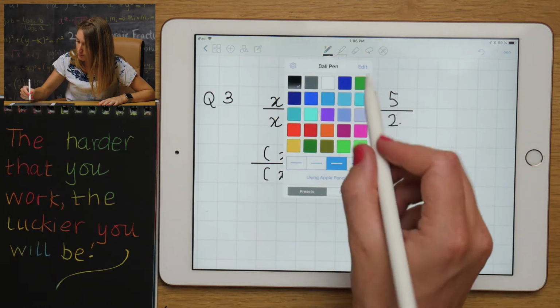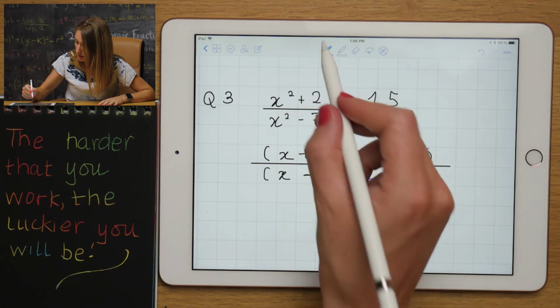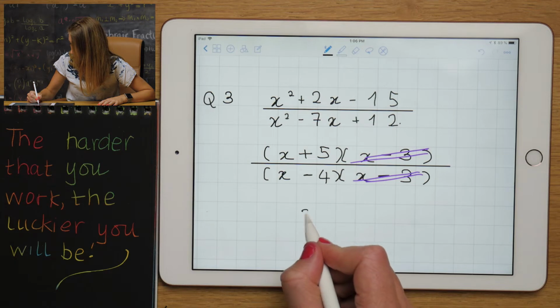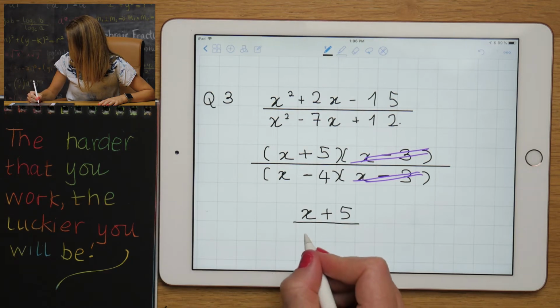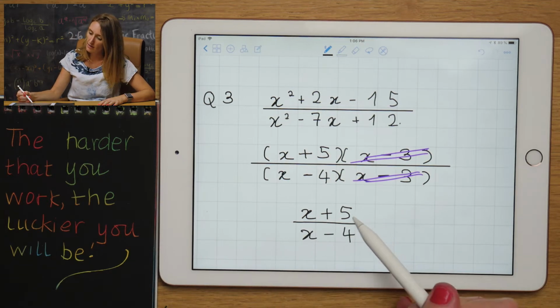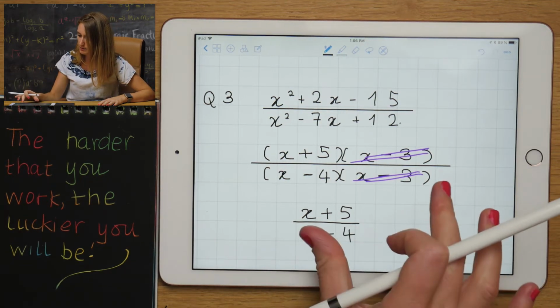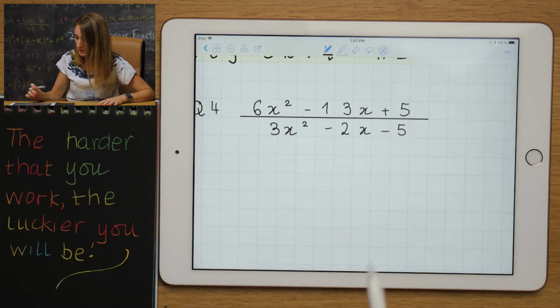Now I look for the common factors. I can see both of them have x minus 3. Cancel those out, and I have a final answer, a simplified fraction of x plus 5 on the top and x minus 4 on the bottom. Let's have a look at our fourth and more complicated example.